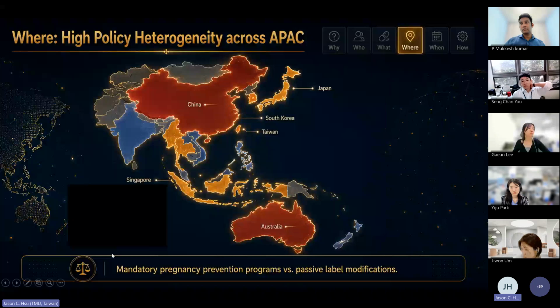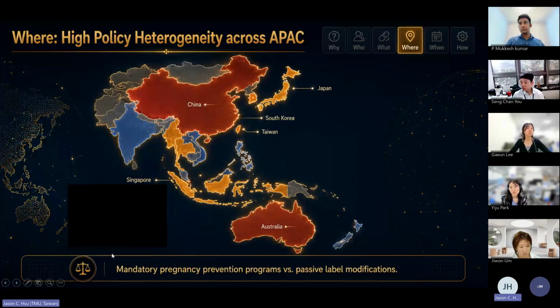And I think this is the most interesting point. How the regulation was implemented varies widely across different countries. And so this is about where. Okay?